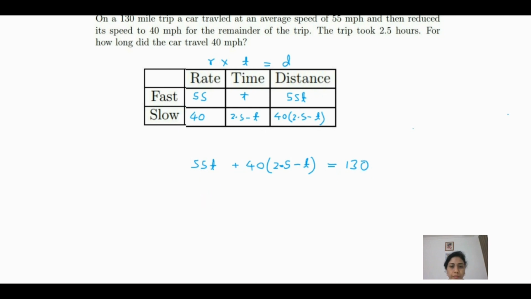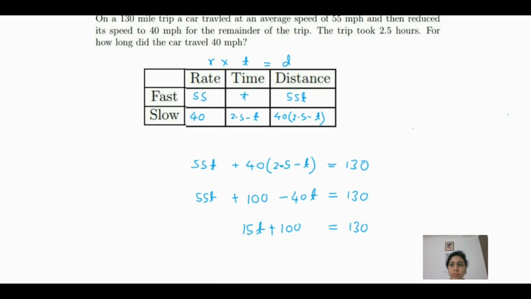Okay, 55t, 40 times 2.5, we get 100. 40 times t, 40t, equal to 130. Okay, 55t minus 40t, like terms, so we can combine: 15t plus 100 equals 130.